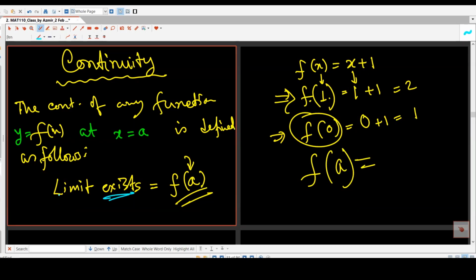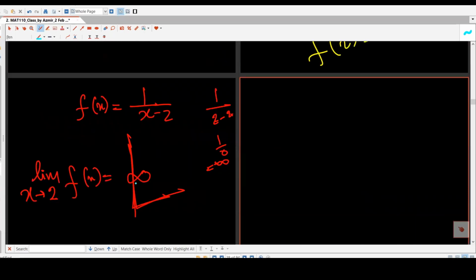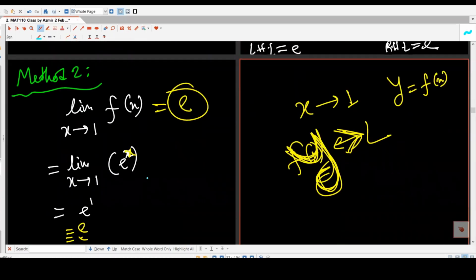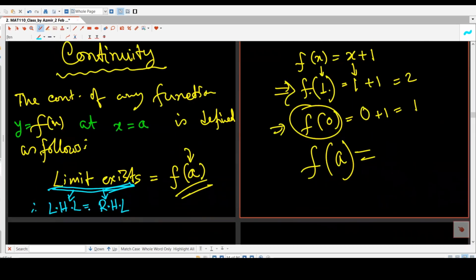What does it mean? The limit exists. It means the left-hand limit and the right-hand limit should be the same. The meaning of this sentence, these two words, means the left-hand limit and right-hand limit must be the same. That means for all the problems we have done, we have to do the same thing for continuity also. So at first we have to check the left-hand limit and right-hand limit. If the left-hand limit and right-hand limit are the same, we can say that the limit exists. If these two conditions are satisfied, then we have to look at the last condition.